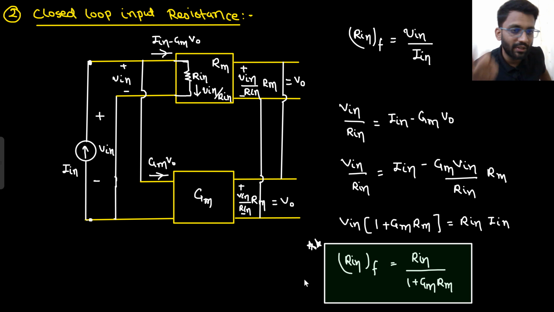So whatever the current the input resistance is taking, that is being amplified. So the current that it is taking is V in by R in. The current is V in by R in, that is being amplified. V in by R in into Rm is equal to V0.